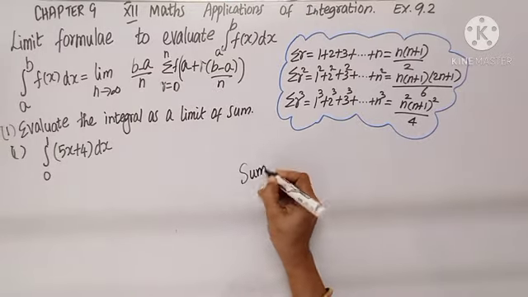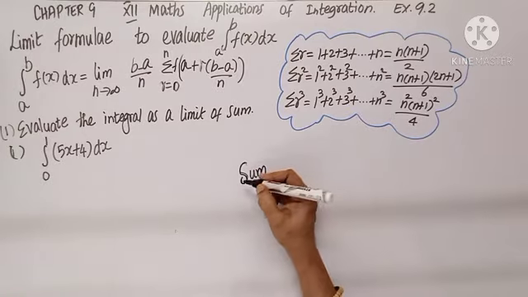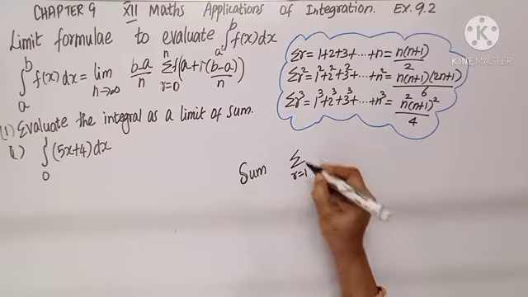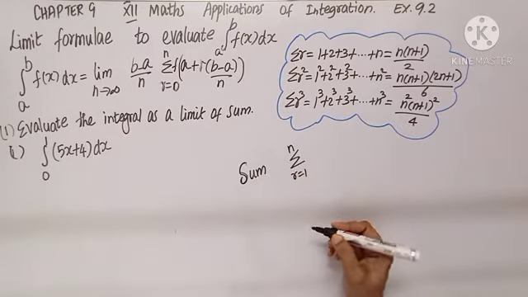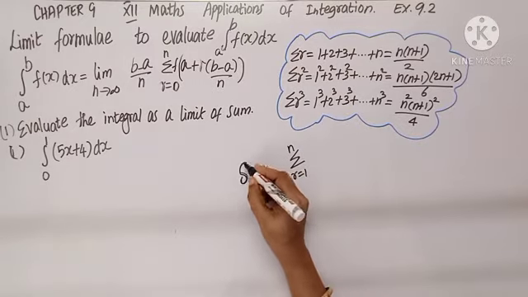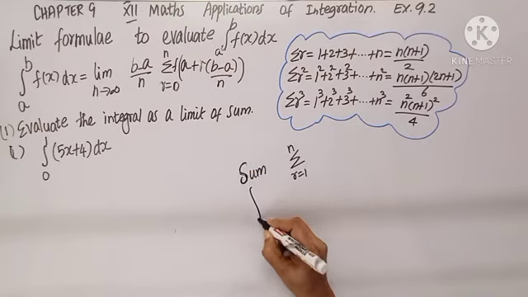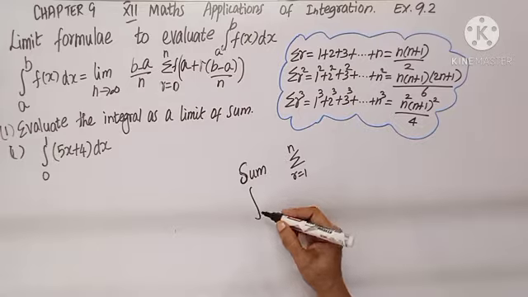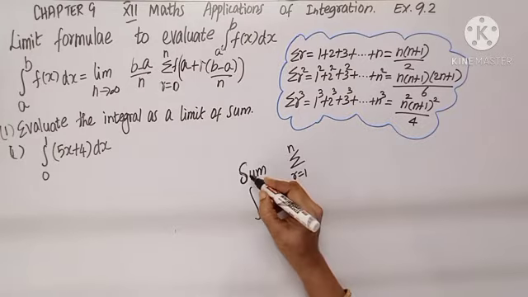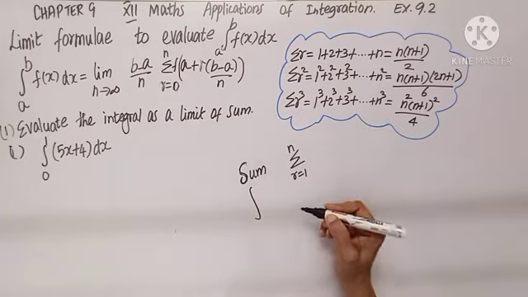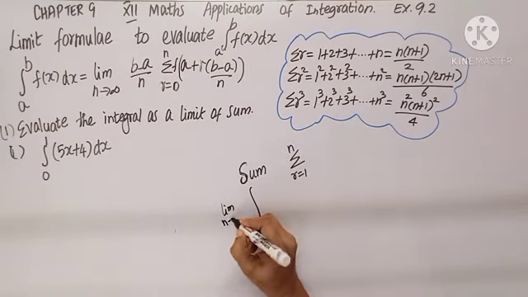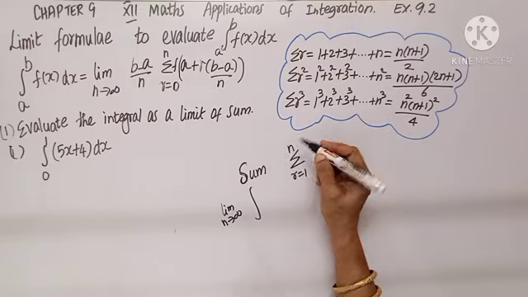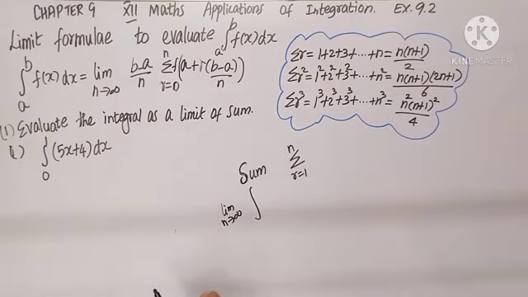Sum, the word tells us addition. So ordinary addition, we write sigma r is equal to 1 to n like that. When it is extended like this, we call it integration. So we want to mention integration is a limit of sum, but now n tends to infinity. It is not ordinary summation up to n, but n tends to infinity.